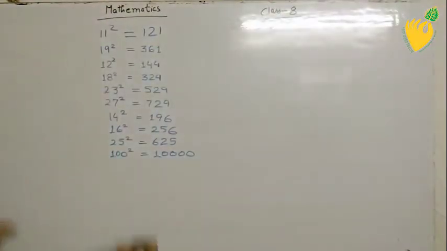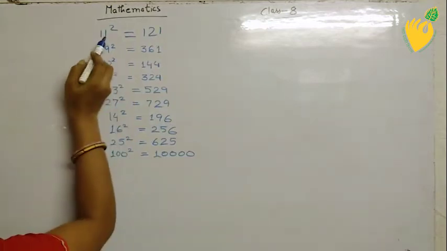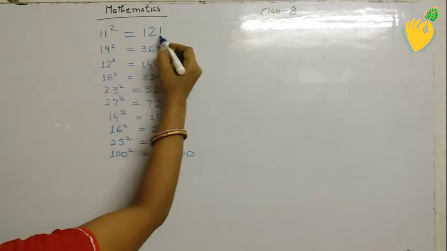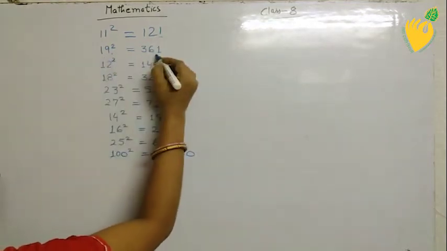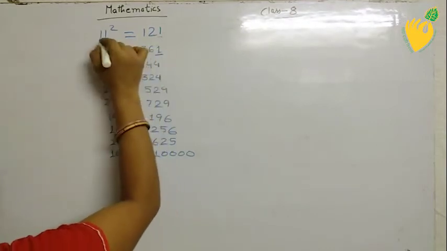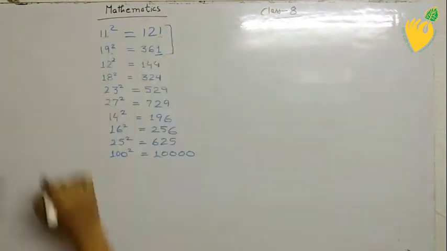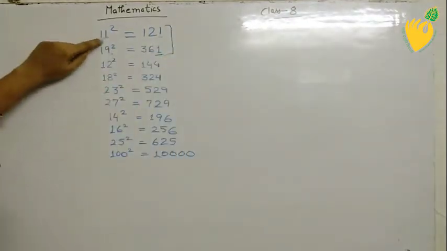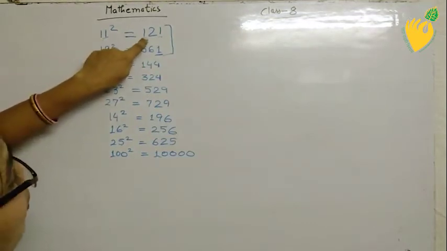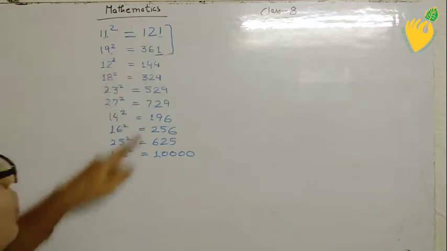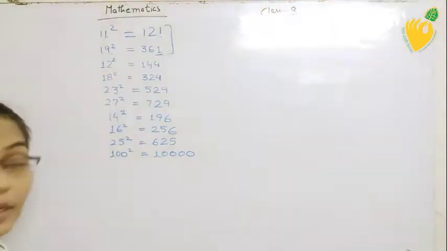See, 11 squared is 121 and 19 squared is 361. If a number ends with 1, then its square will also end with 1. If a number ends with 9, then its square will also end with 1. So what we have noticed here is that if a number ends with 1 or 9, then the square of those numbers will also end with only the number 1.